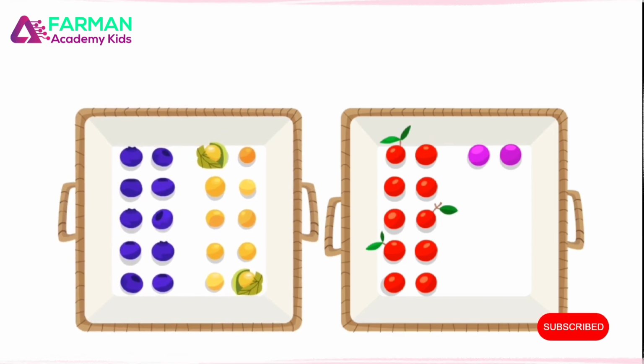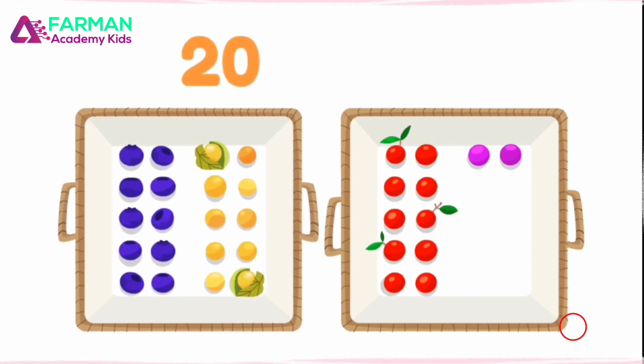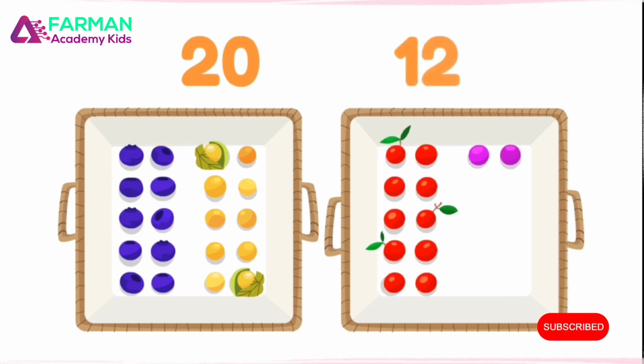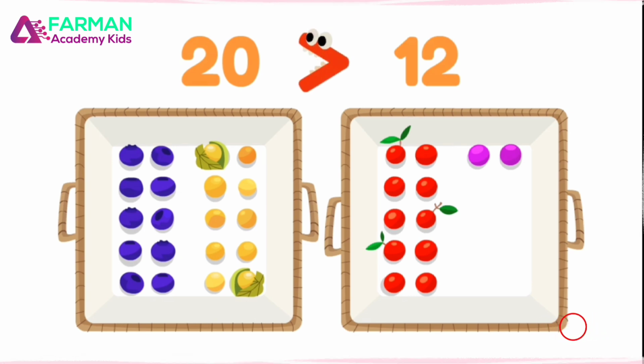I went berry picking and found lots of berries. This basket has 2 groups of 10. This basket has 1 group of 10 and 2 singles. So this one has more. That means that 20 is greater than 12, and 12 is less than 20. This is the symbol we use to show greater than and less than. The mouth opens toward the bigger number. That's easy to remember. I want to eat the bigger basket of berries too.